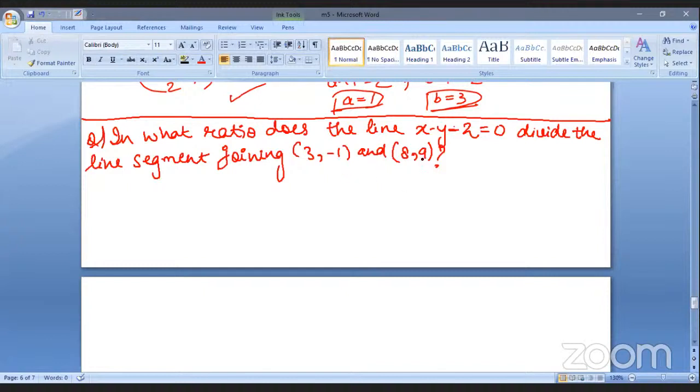What is being asked? That there is a line segment which is joined by these 2 points, which means if this is the line segment AB, the coordinates of both these points are given. In what ratio does this line divide this line segment? So for example, this is this line. So in what ratio does it do?